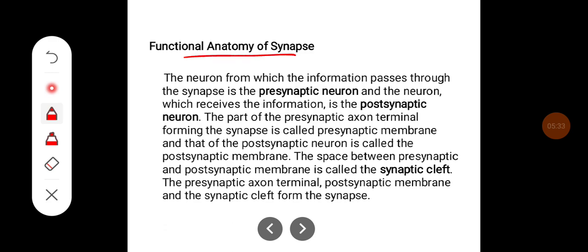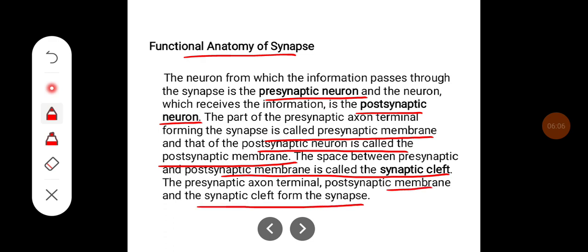The functional anatomy of a synapse. The neuron from which the information passes through the synapse is presynaptic neuron, and the neuron which receives information is the postsynaptic neuron. The part of presynaptic neuron axon terminal forming the synapse is called as presynaptic membrane, and that of postsynaptic neuron is called as postsynaptic membrane. The space between presynaptic and postsynaptic membrane is called as synaptic cleft. The presynaptic axon terminal, postsynaptic membrane, and synaptic cleft form the synapse.